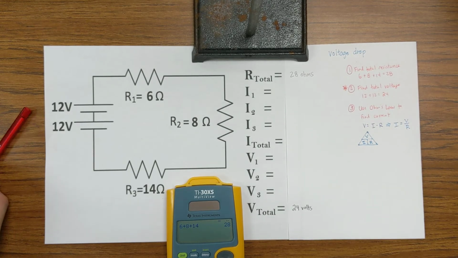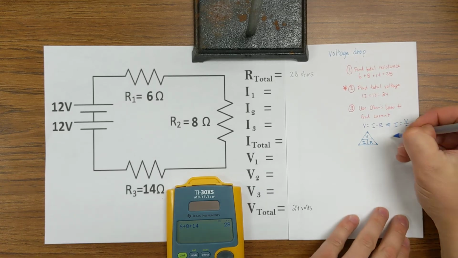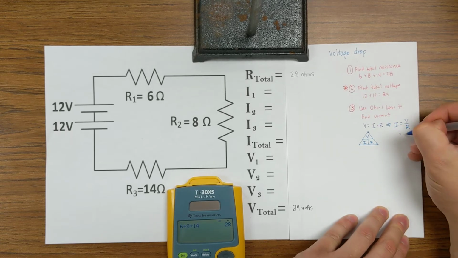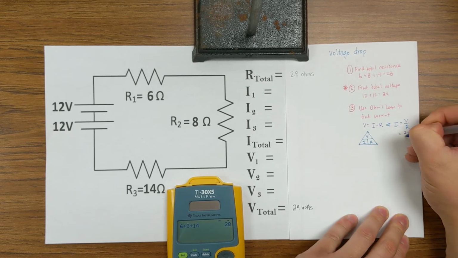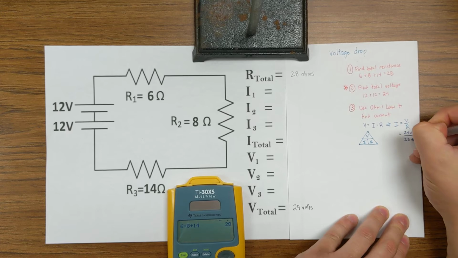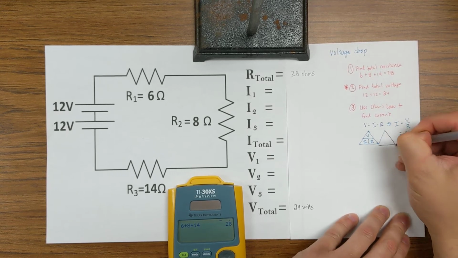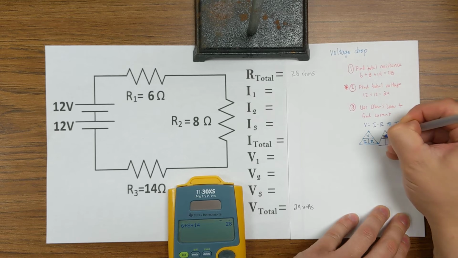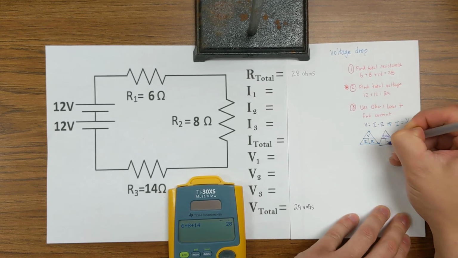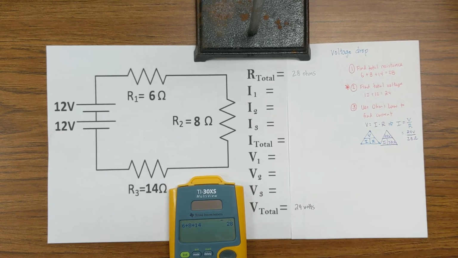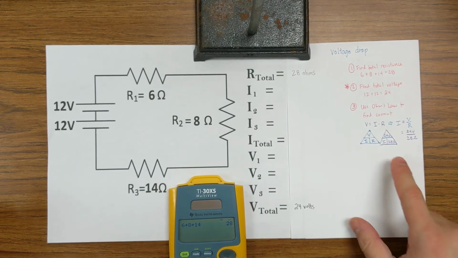And so we can plug in our values that we now have in our problem to solve for current. If we use the algebraic method, it's going to be, in this case, 24 volts divided by 28 ohms. If we use the triangle, we would plug it in as 24 volts over 28 ohms. Either way, we're still solving for current, and we're going to have to divide. So that's what we're going to look at now.